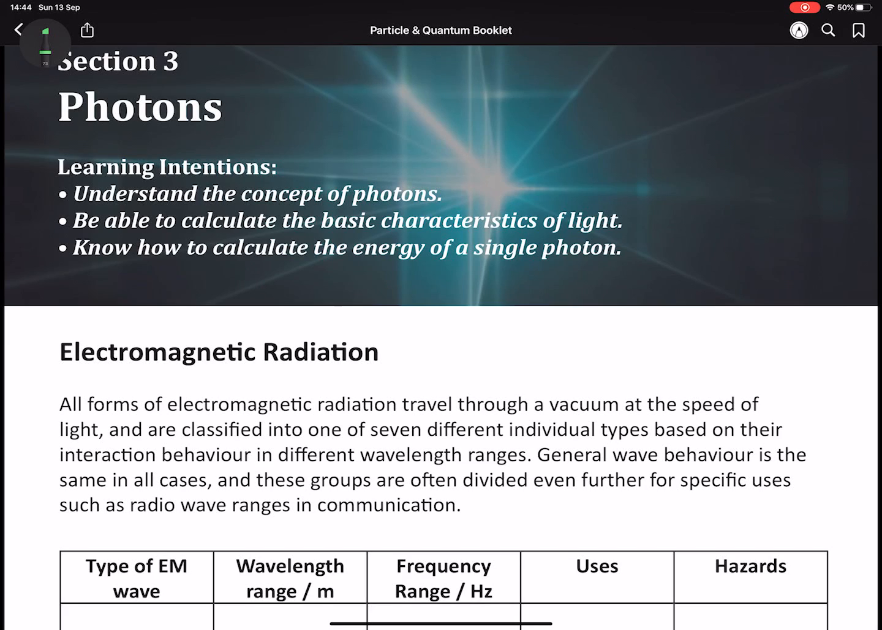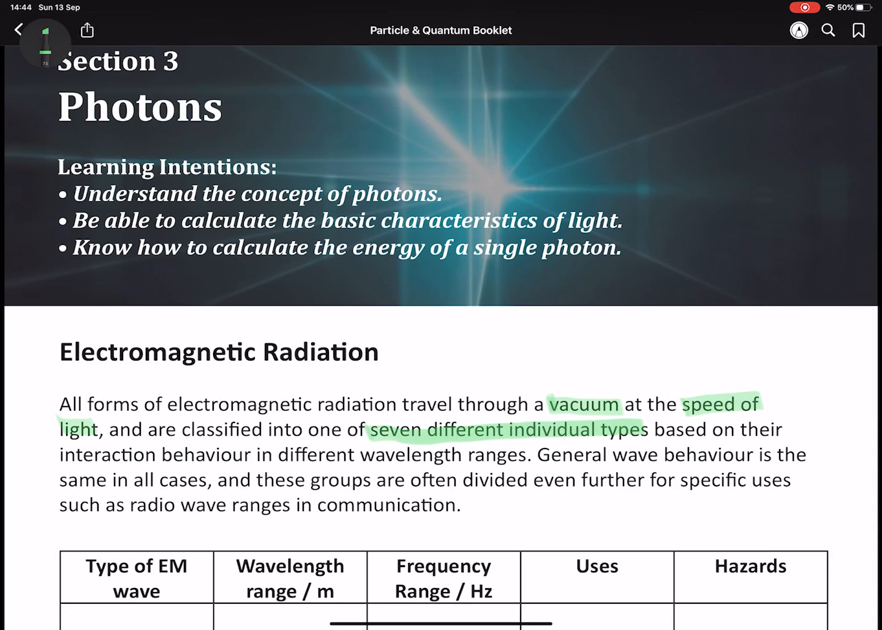At GCSE, you'll have been introduced to the 7 different types of electromagnetic radiation, with the one commonality that they travel through a vacuum at the speed of light and are transverse waves. The reality is they are the same thing. They are just light at different wavelengths.